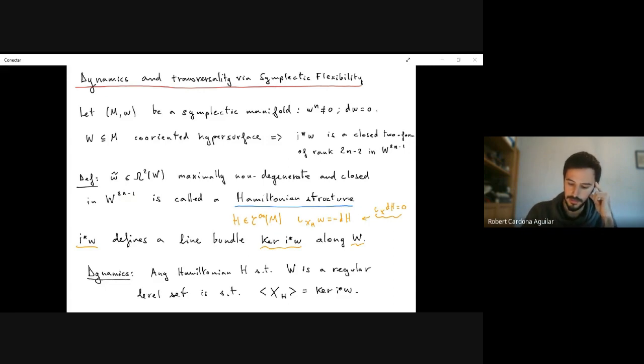So what happens is that when you fix a hypersurface and you look at this kernel, which is a line field, for any Hamiltonian for which this hypersurface is a regular level set, the Hamiltonian vector field will be tangent to this kernel. So it doesn't depend on the Hamiltonian function. It will always be tangent to this kernel. It only depends on the hypersurface, or if you want, on the embedding.